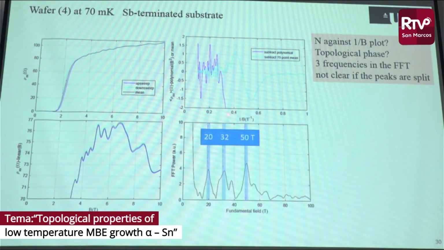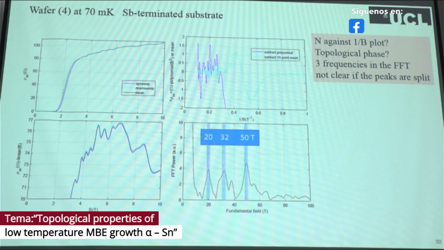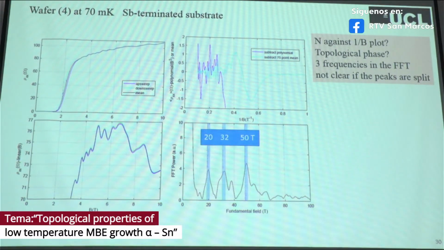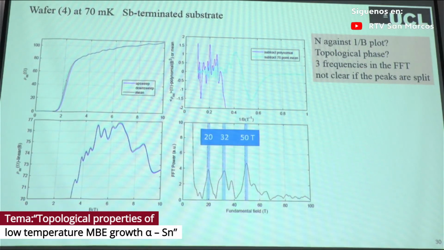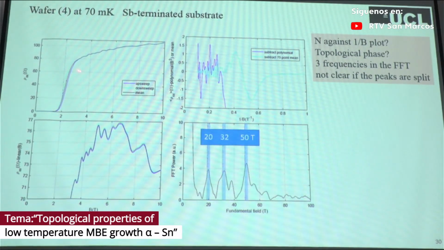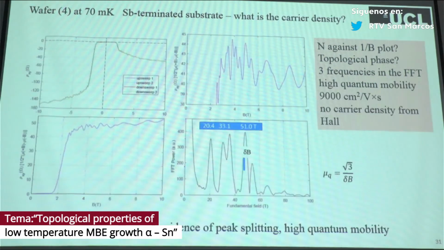This is actually now rho XX on an expanded scale in terms of 1 over B. Sometimes if you plot out the data as a function of 1 over B, it's very clear which minima corresponds to which frequency, but not in this case. But again, this fourth wafer was very, very clear in giving us these 3 frequencies.